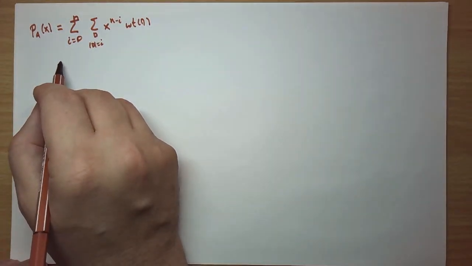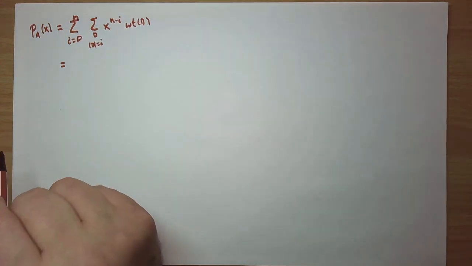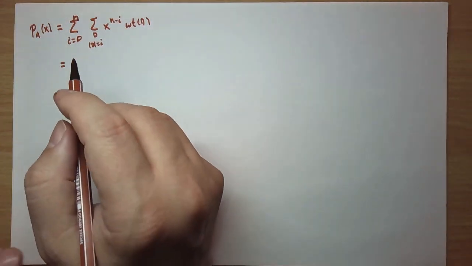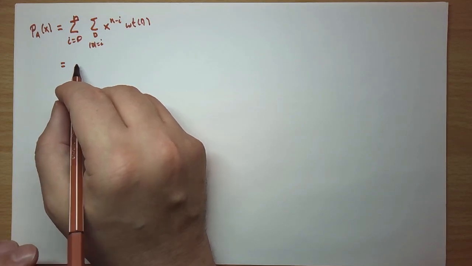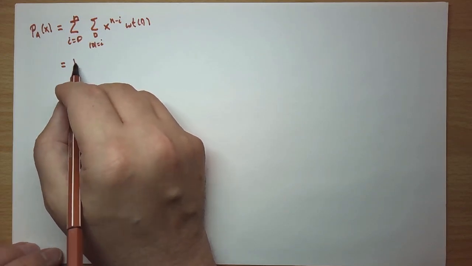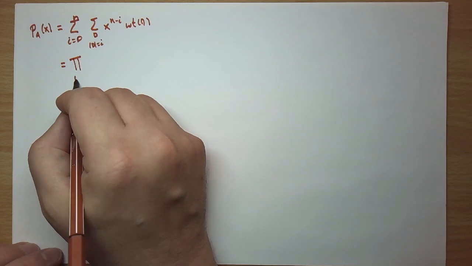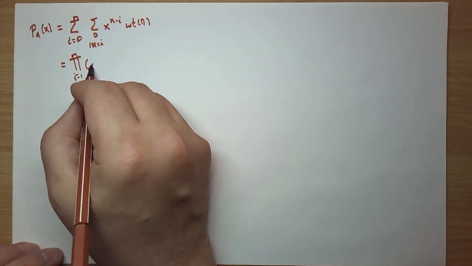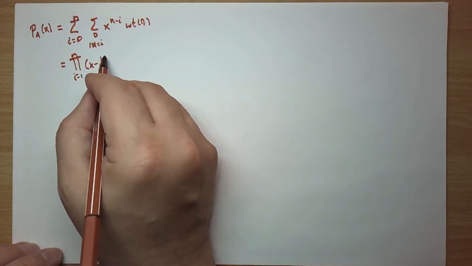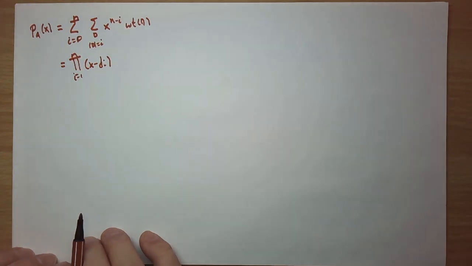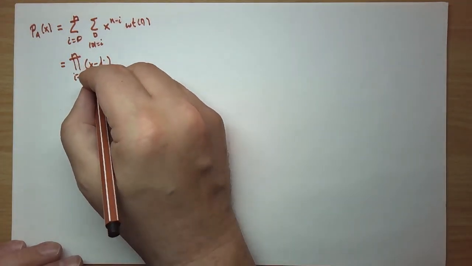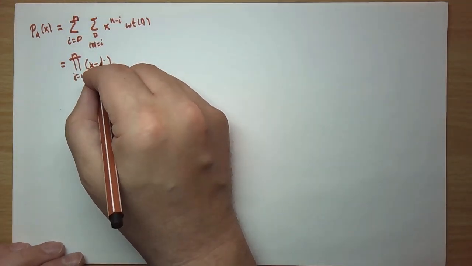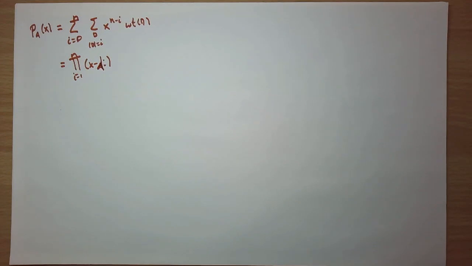What is another way to write P_A of x? Well, okay. I don't want you to try to read my mind. I'll just tell you what I'm thinking. It's the product of x minus lambda i. My lambda looks terrible. There we go. Now it looks more like a lambda.